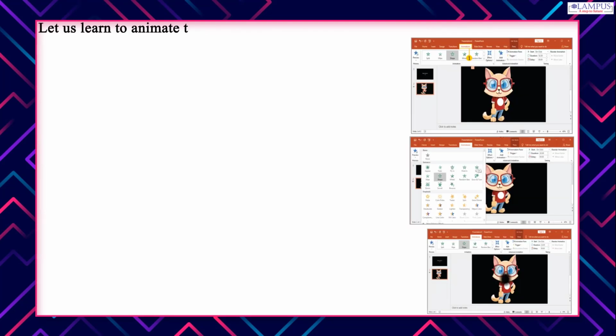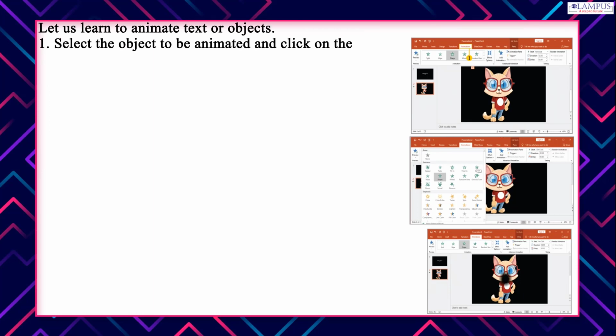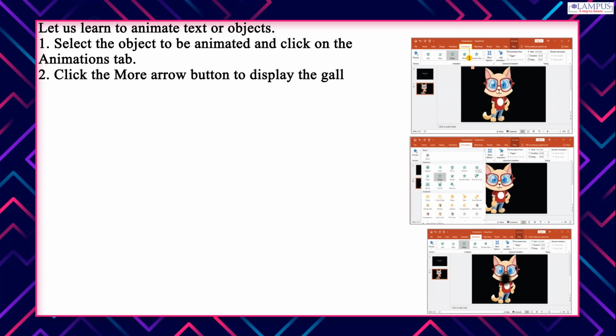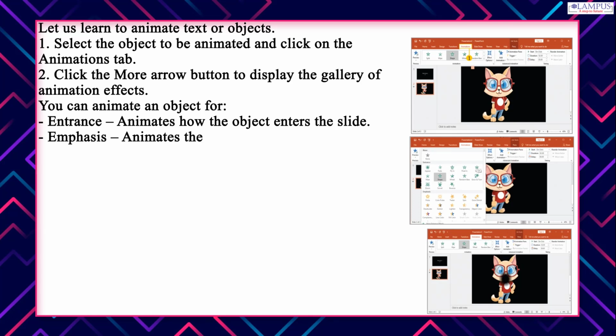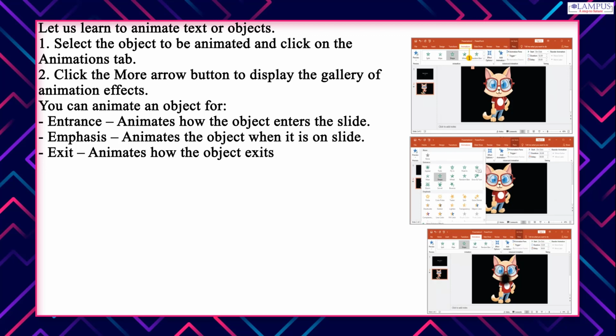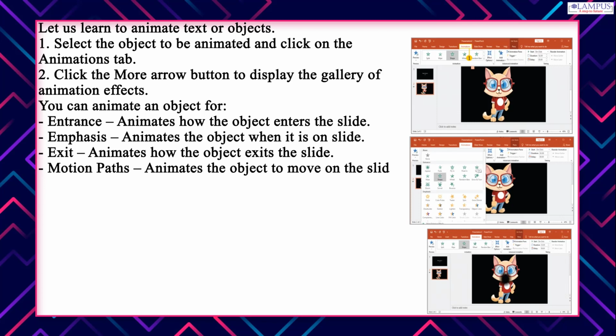Let us learn to animate text or objects. 1. Select the object to be animated and click on the Animations tab. 2. Click the More arrow button to display the gallery of animation effects. You can animate an object for Entrance, which animates how the object enters the slide. Emphasis, which animates the object when it is on the slide. Exit, which animates how the object exits the slide. Motion Paths, which animates the object to move on the slide. 3. Select the desired effect for each of these options.